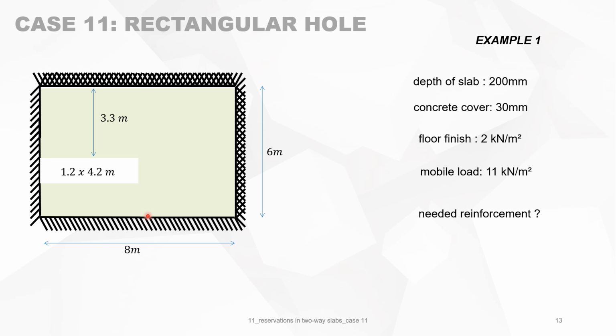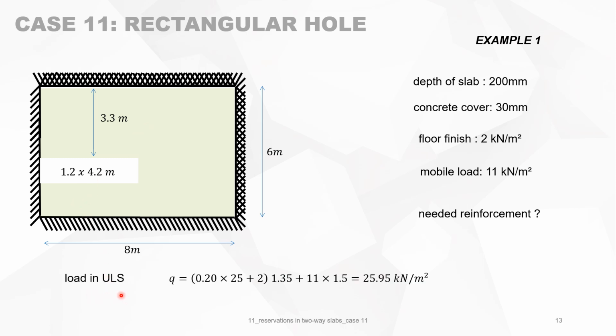Now let's look at an example. We have a rectangular slab 6 by 8 meters. The thickness is 20 centimeters. Concrete cover is 30 millimeters. The floor finish is 2 kilonewton per square meter, and a mobile load of 11 kilonewton per square meter. We have this slab, which is continuous on those two sides and simply supported on the other sides. And we have an elevation of 1.2 times 4.2, the distance 3.3 meters. Now, what is the needed reinforcement of this slab?